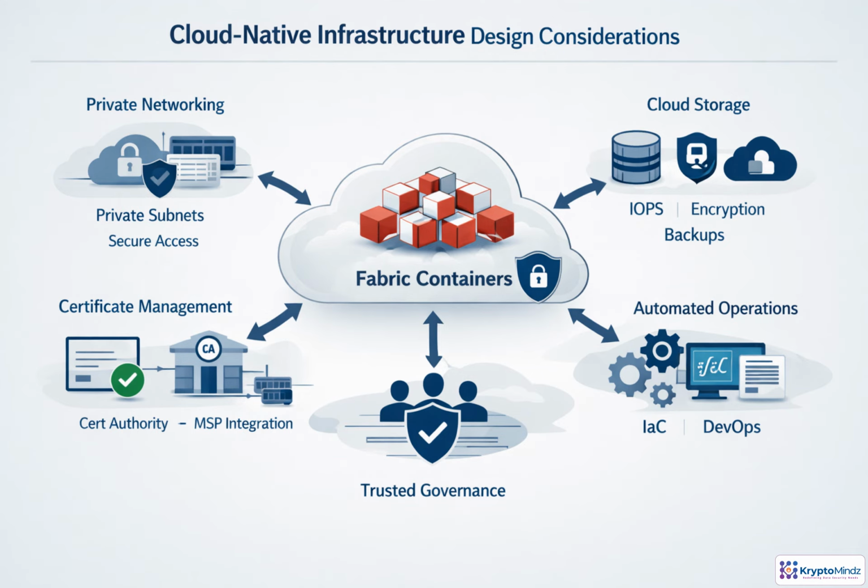A cloud deployment is more than Fabric containers running on virtual machines. Use the cloud as a managed operating environment around Fabric. Keep peers and orderers on private networks, select storage for latency, IOPS, encryption, snapshots, and recovery, and connect certificate services without weakening MSP responsibilities. Then, automate the environment with infrastructure as code: clusters, namespaces, DNS, firewall rules, and secrets. The goal is repeatable operations with less exposure, while Fabric governance remains intact.